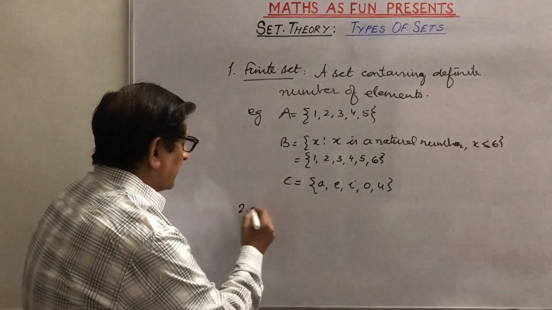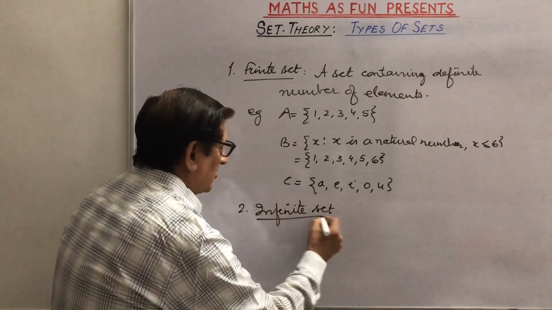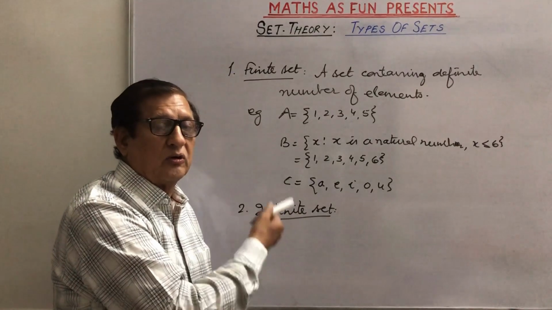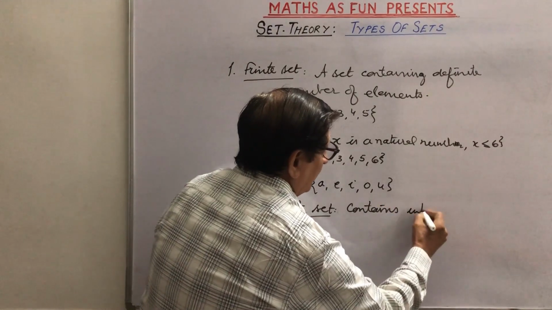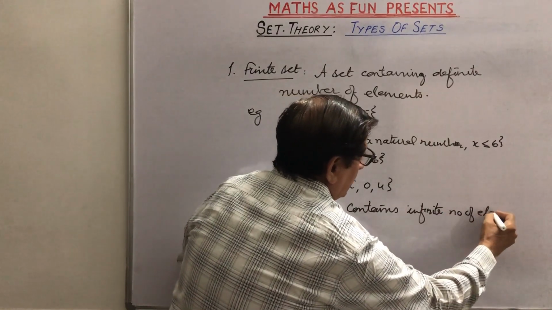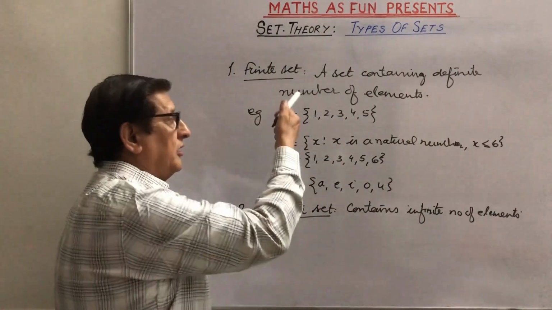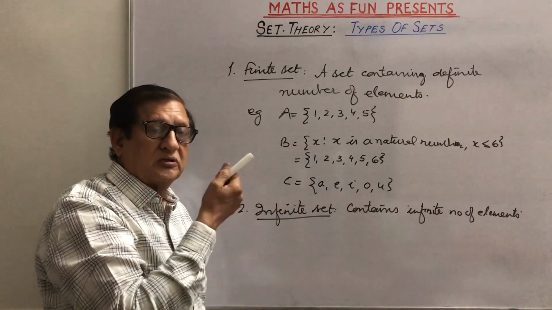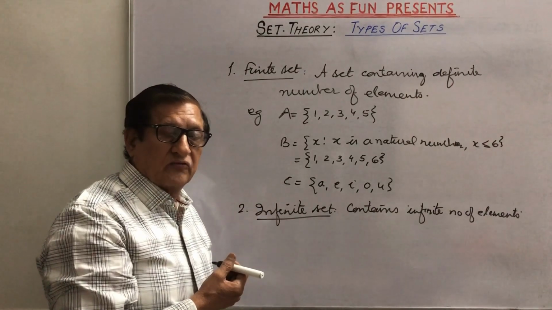Second type we have is infinite sets. What is an infinite set? Here also the name tells that it contains an infinite number of elements. For example, all these sets which we have learned just now, the set of natural numbers, set of whole numbers, set of integers, they are all infinite sets.